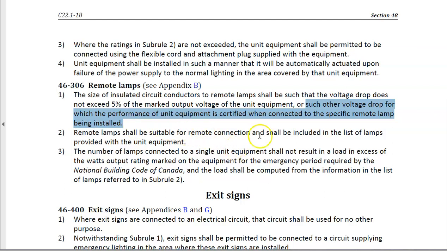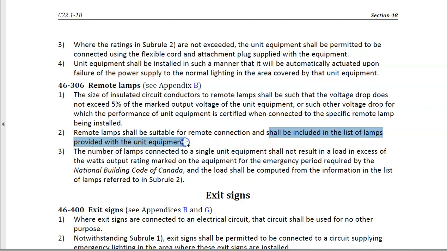Remote lamps shall be suitable and shall be included in the list of lamps provided with the unit equipment. We're not allowed to just grab any lamps and stick them on there. We have to go with what the manufacturer has specified in their documentation. No mixing and matching. They're not going to specify anybody other than their own inside there because obviously they're looking to maintain their market share as well.